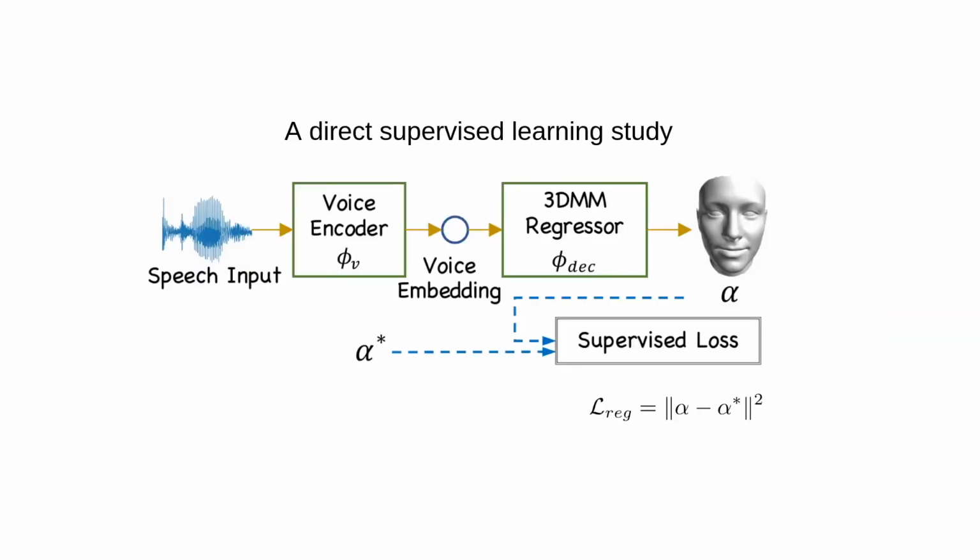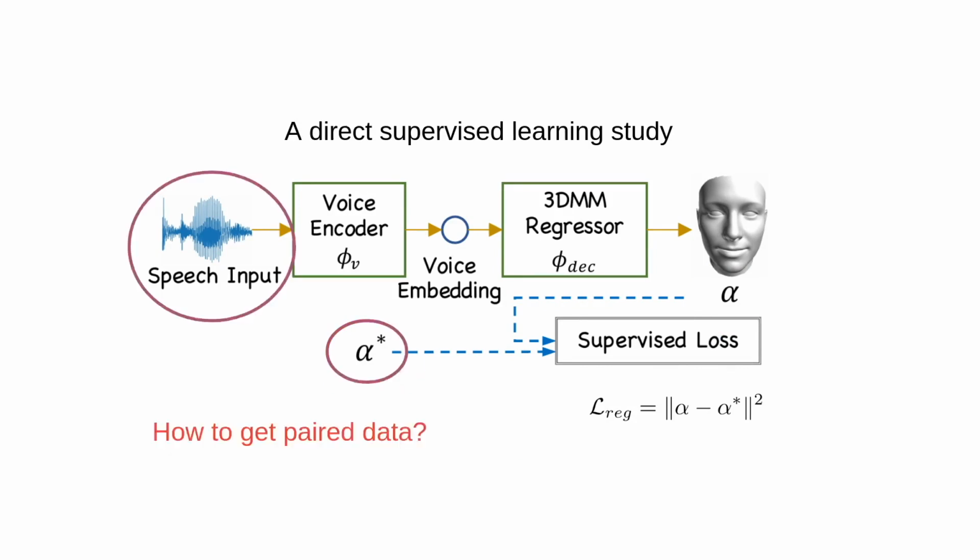We first built a directly supervised learning model. Alpha, here are 3DMM parameters that control the 3D shape variation. The difficulty is how to obtain the paired data.